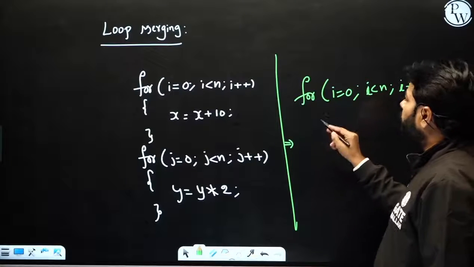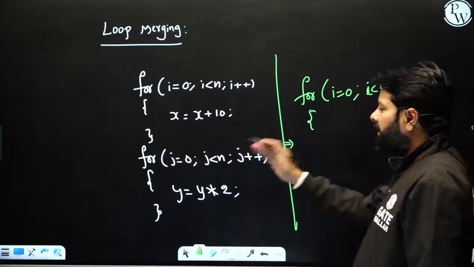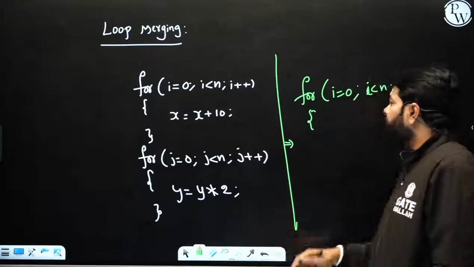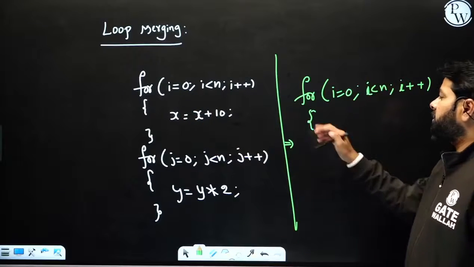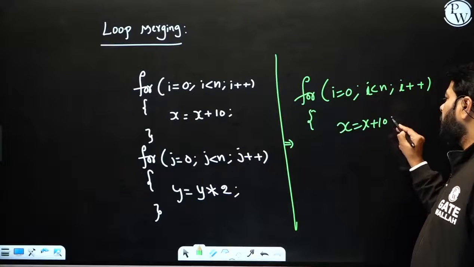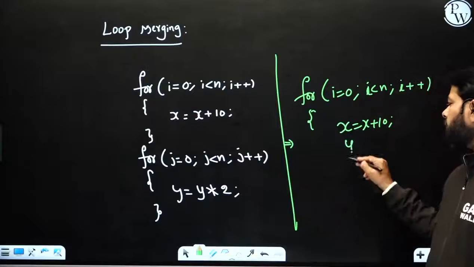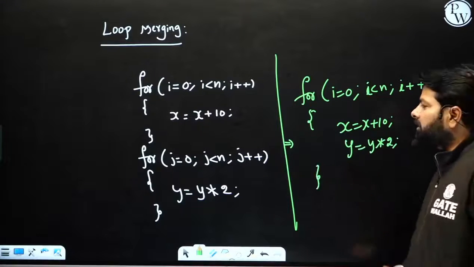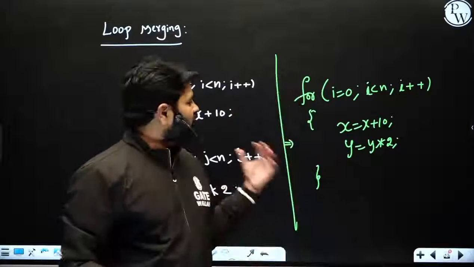Okay. Now I don't need a j here. I can do computation just with i. x is equal to x plus 10. Along with this, you can copy this: y is equal to y multiplied by 2. Now, is it doing the same logic in this program and this program?